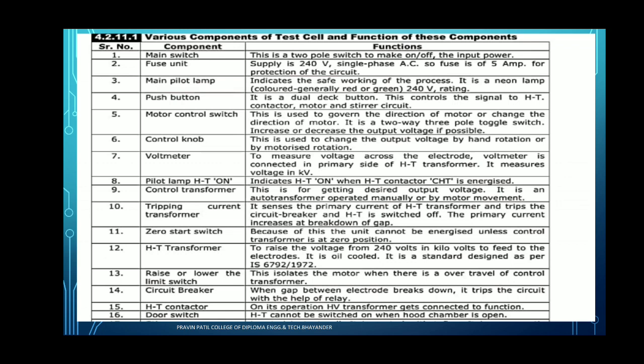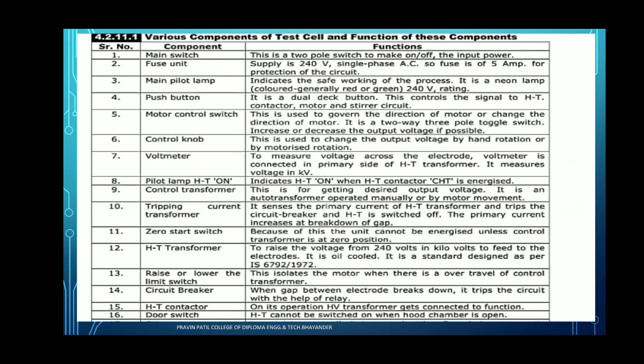Next, push button. It is the dual push button, and it controls the signal to the HT contactor, motor and starter circuit. When we push this button, the control signal goes to the HT contactor, and the motor and starter circuit operate with the help of the push button. So these are the components of the 33 by 11 kV substation. Then step down transformers are used in the power systems or substation.